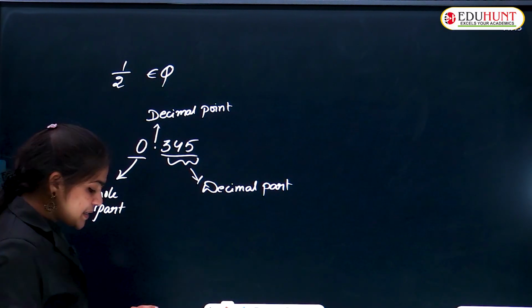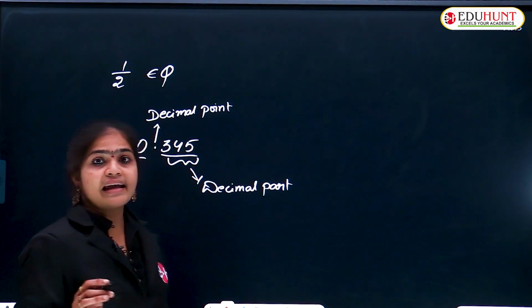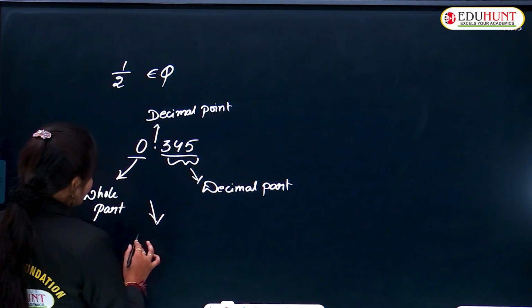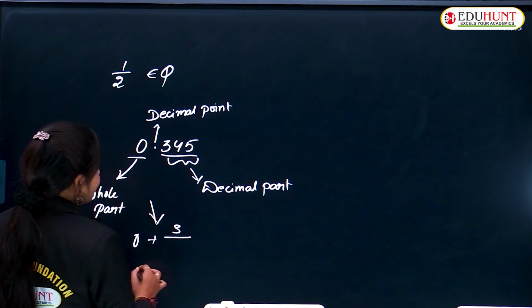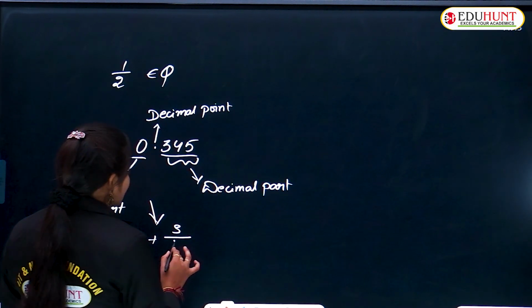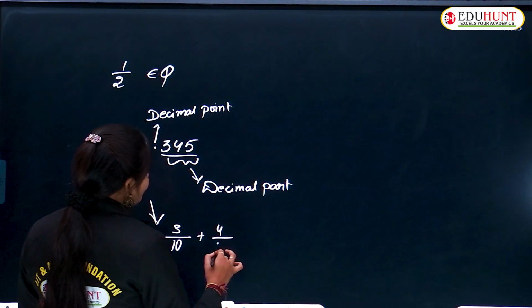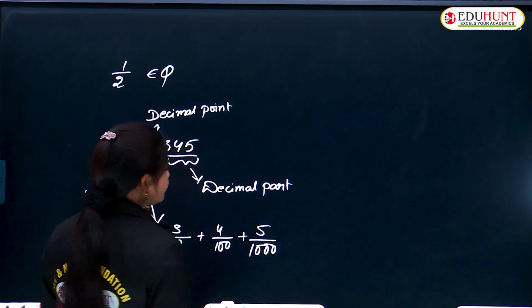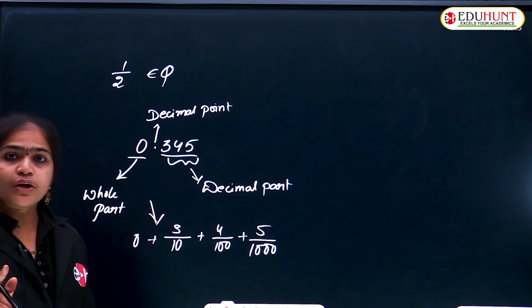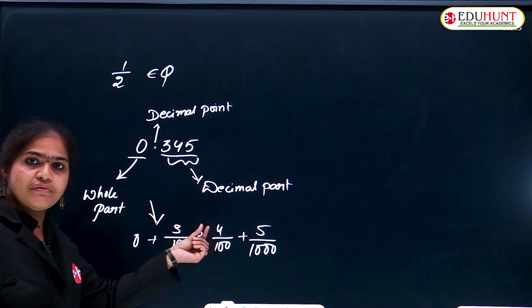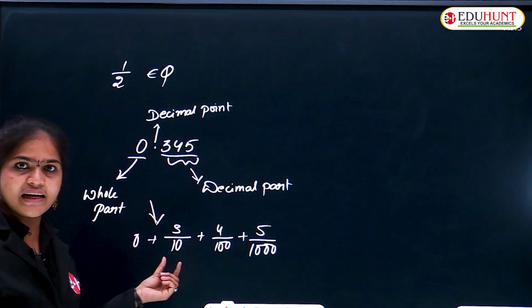Now here how to represent this one? See that by using that expanded form. How to write the expanded form here? We know that 0 plus 3 by, here the first number how we can write, ma? First number as 3 by 10, 4 by 100 plus 5 by 1000. Okay. Why? Because again how to convert decimals into fractions and how to convert fractions into decimals, we have an idea about that, right?